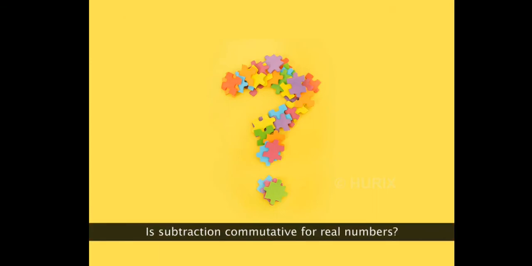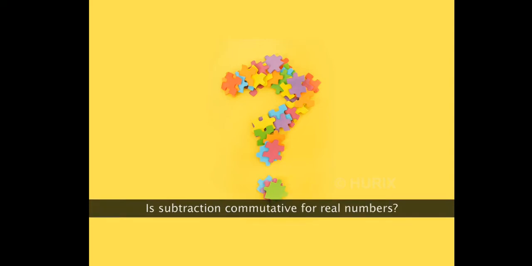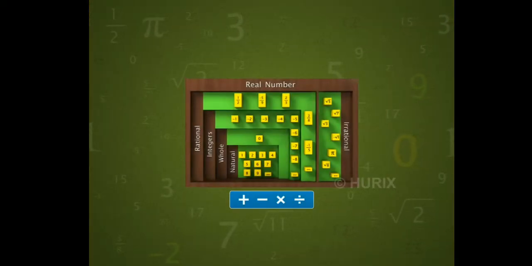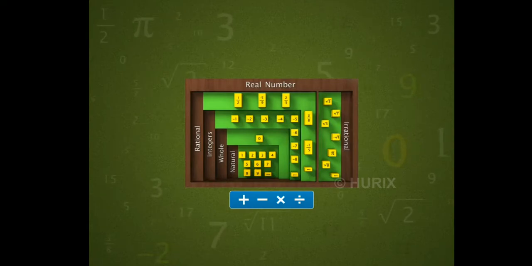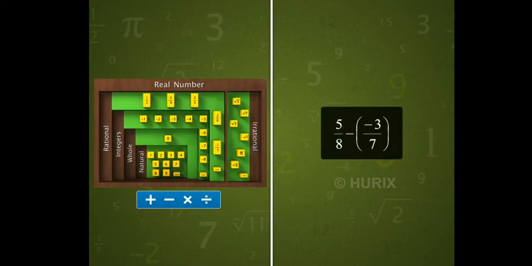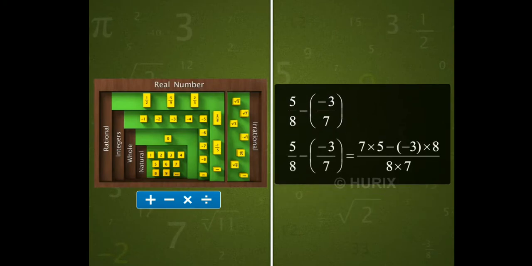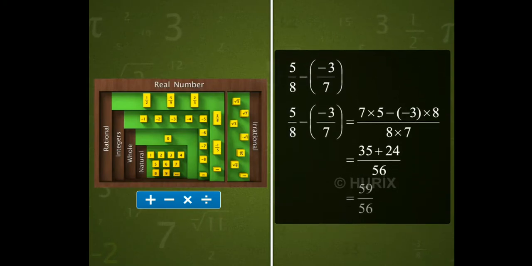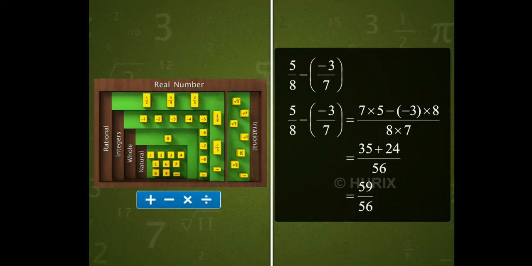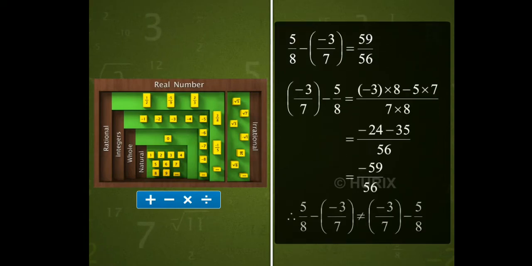Do you think that subtraction too would be commutative for real numbers? Let's now check if subtraction is commutative for real numbers. We consider two real numbers, 5 by 8 and negative 3 by 7. Here, we subtract the second real number from the first. Then we reverse the order and subtract the numbers again. We see that the results are different in both the cases.